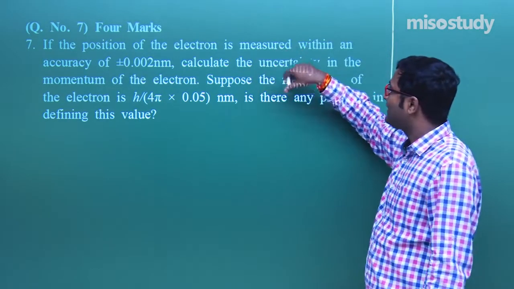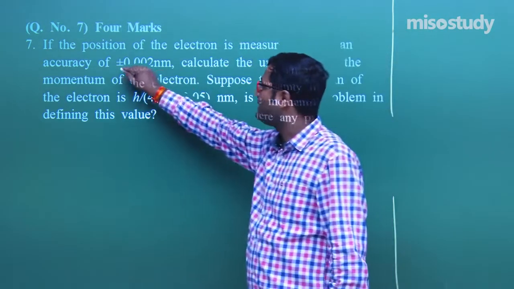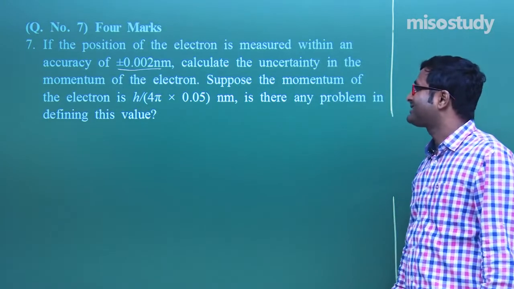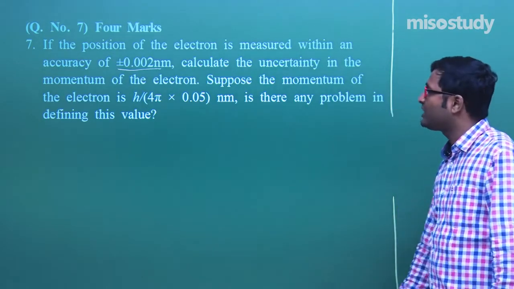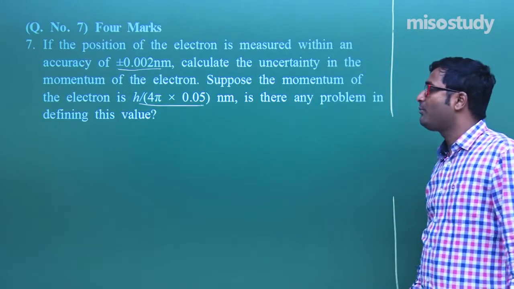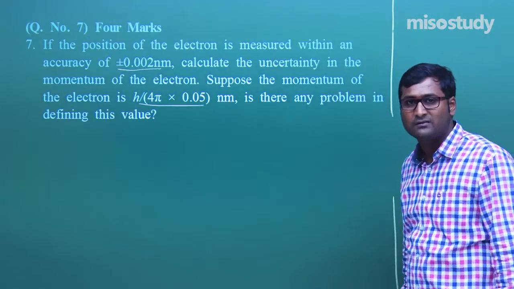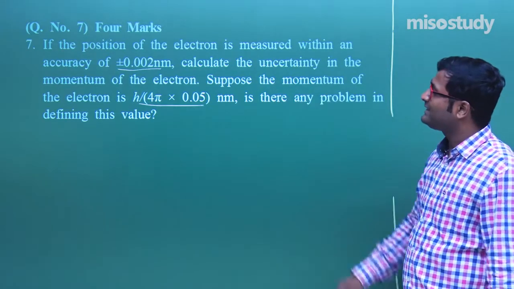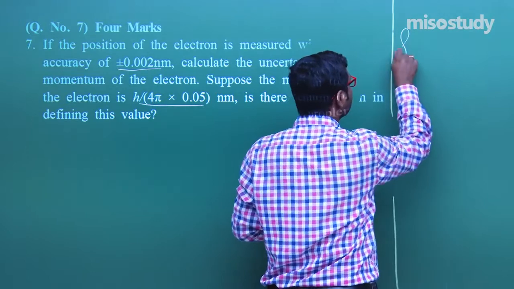If the position of an electron is measured within an accuracy of plus minus 0.002 nanometer, calculate the uncertainty in the momentum of the electron. Suppose the momentum of the electron is h upon 4 pi into 0.05 nanometer. Is there any problem in defining this value? First of all, what do we need to find? Calculate the uncertainty in the momentum of the electron. Now, what is given here? Put here the solution.